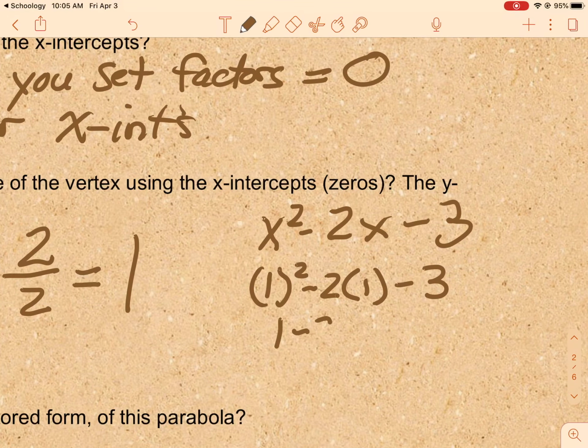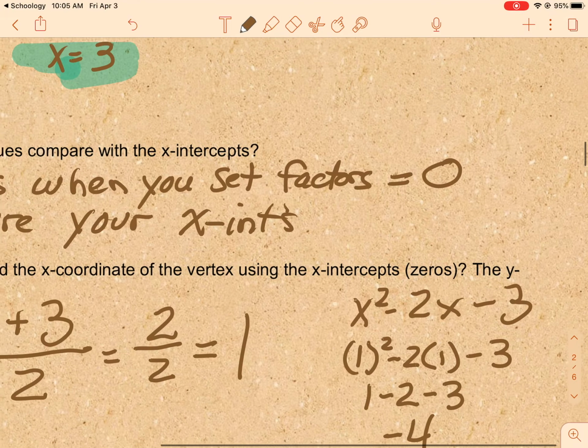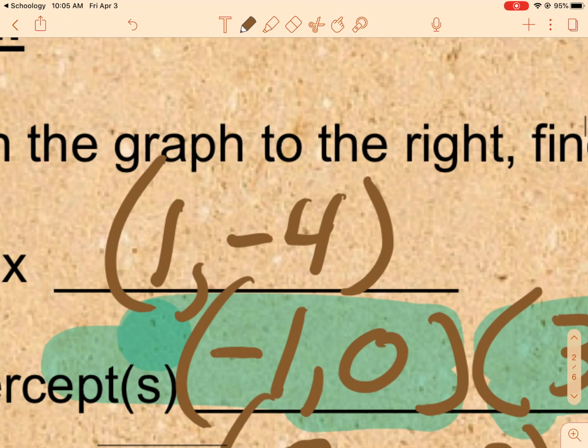Minus 2 times 1 is a minus 2. And then a minus 3. 1 minus 2 is -1. -1 minus 3 is -4. And that's what we knew we were going to get as the vertex.